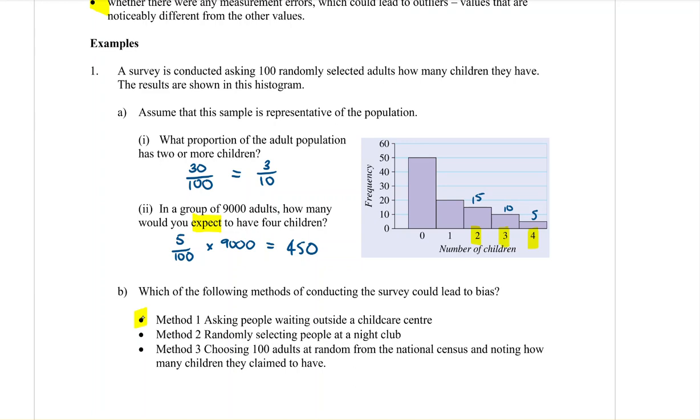Okay, but you are basically targeting a certain type of person by just surveying the people that use childcare facilities. Okay, so that is biased. Method 2, randomly selecting people at a nightclub. Also biased, okay? You're targeting a certain type of person. Method 3, choosing 100 adults at random from the national census and noting how many children they claim to have. Non-biased. That's the least biased one. So the first 2 are definitely biased, and the third one is hopefully our least biased option.